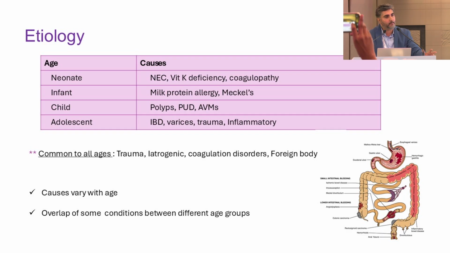Etiology: one of the important concepts in pediatric GI bleeding is that the etiology varies significantly with age. This is an exhaustive list, but from an IR perspective, not all of these are actionable.